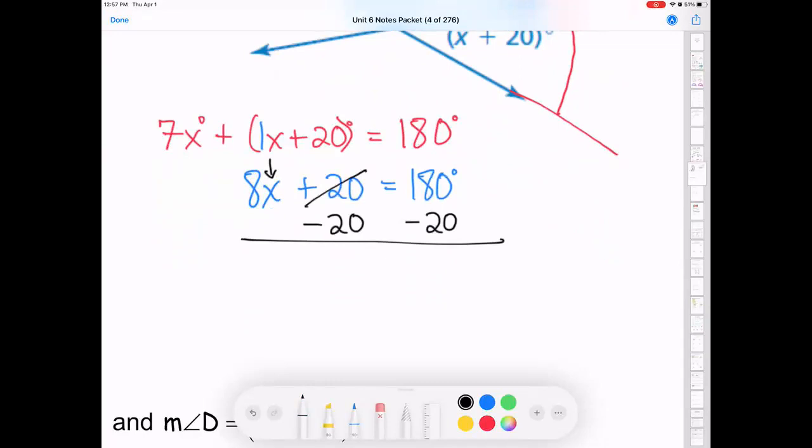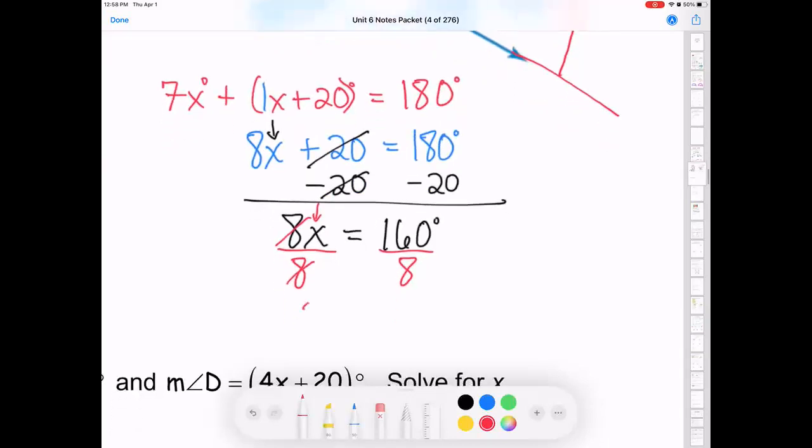Positive 20 will cancel out with negative 20, leaving us just our 8x equals 160. Now again, our goal is to isolate and solve for x. We want him all alone. That 8 is stuck and glued to the x. So in order to get rid of him, we are going to divide both sides by 8, because 8 divided by 8 is just 1. They cancel out with one another. And now x comes out to be 160 divided by 8, which is 20.